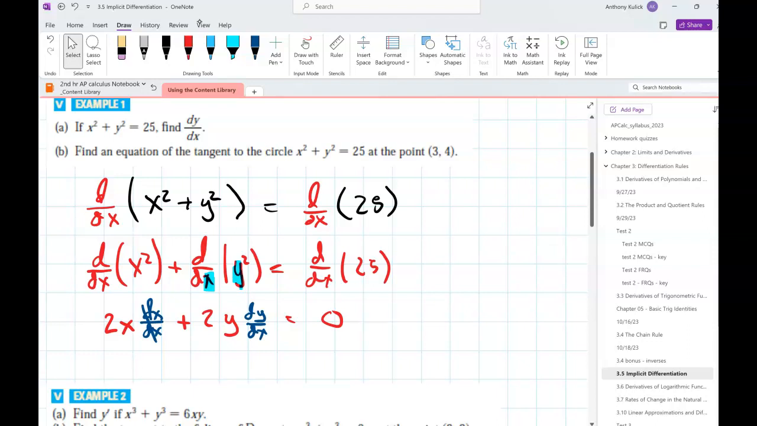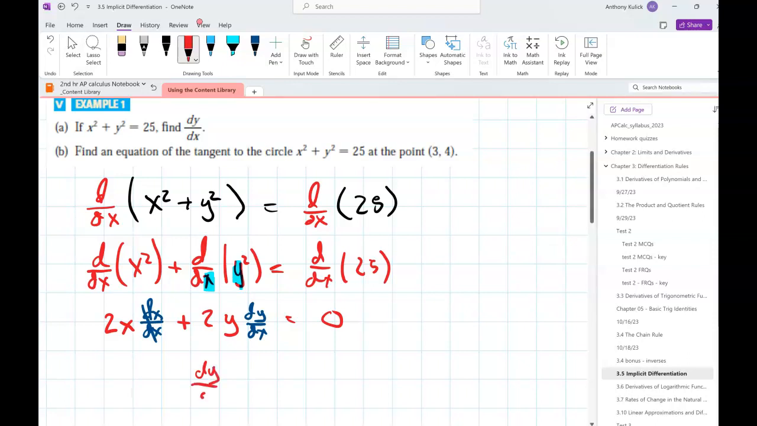So, to solve this for dy dx, what do we need to do then? Subtract 2x from both sides, and then divide by 2y, right? Just doing basic algebra 1 algebra, right?